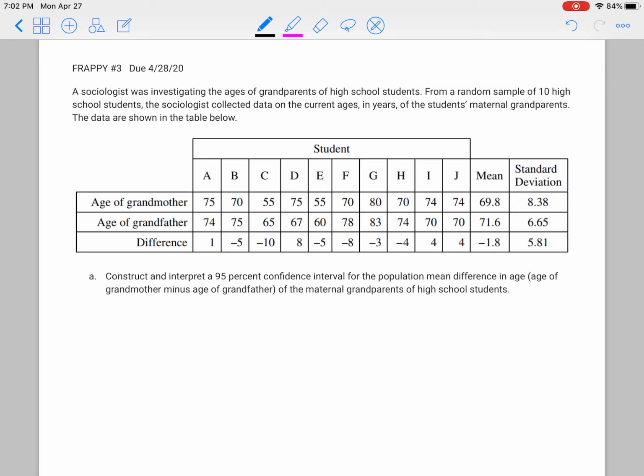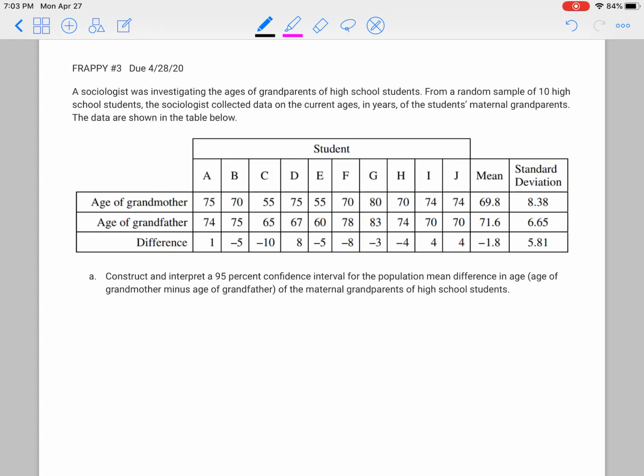Okay, this is the solution for Frappy 3. A sociologist was investigating the ages of grandparents of high school students from a random sample of 10 high school students. The sociologist collected data on the current ages and years of the students' maternal grandparents. The data is shown in the table below.